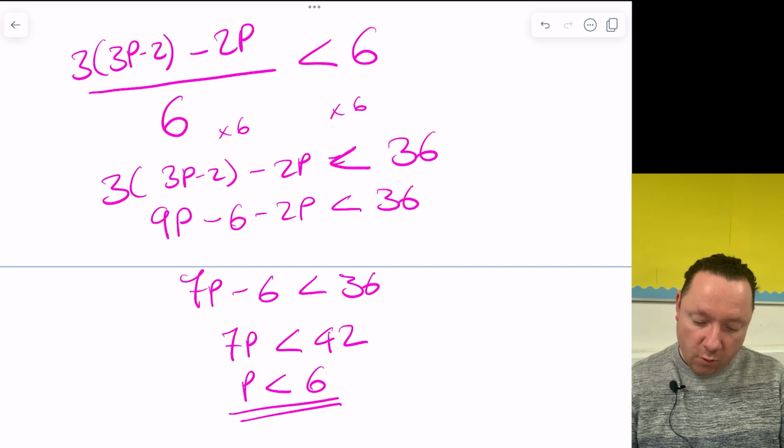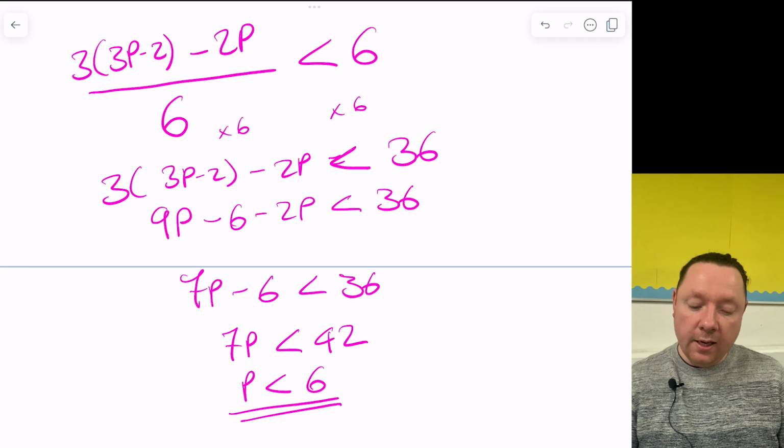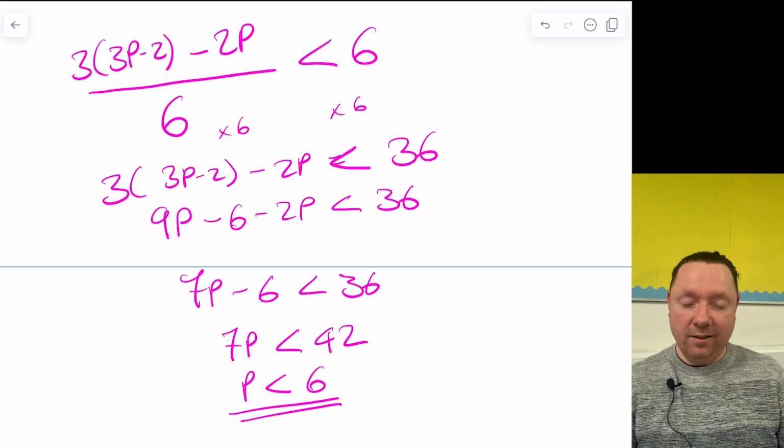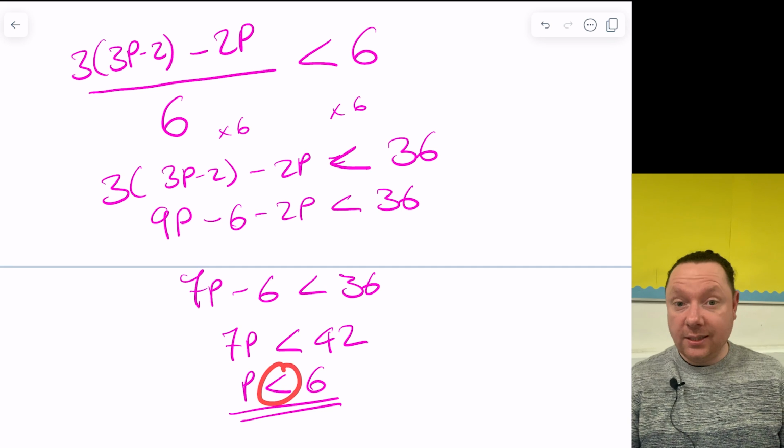Notice the sign stays the same all the way down. The only time that sign changes, actually, is if you have to divide by a negative. And that means you change the sign. But that doesn't happen in this question.